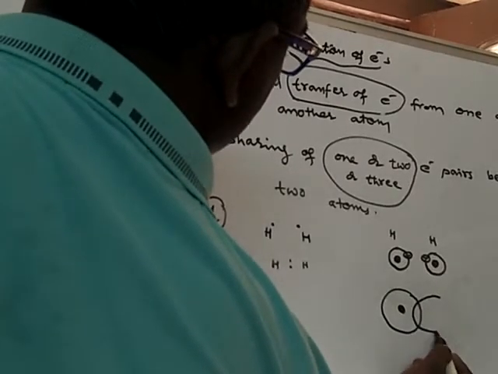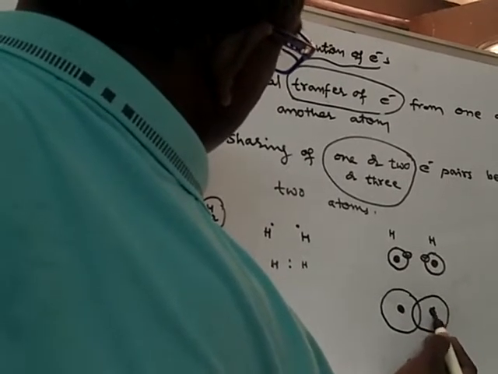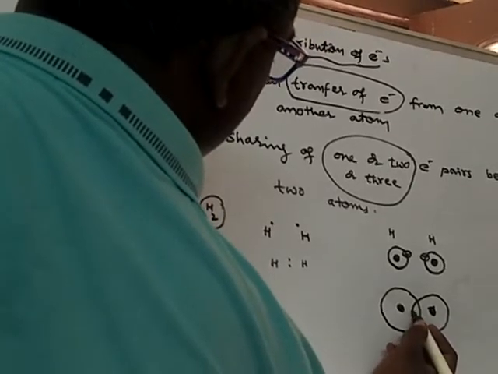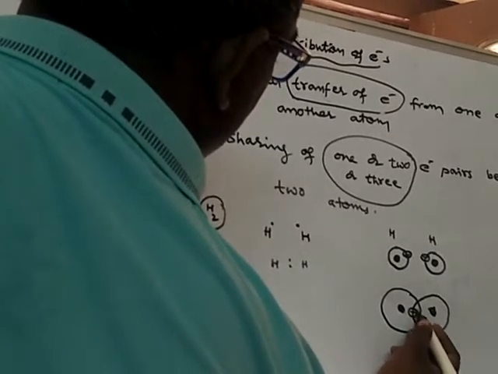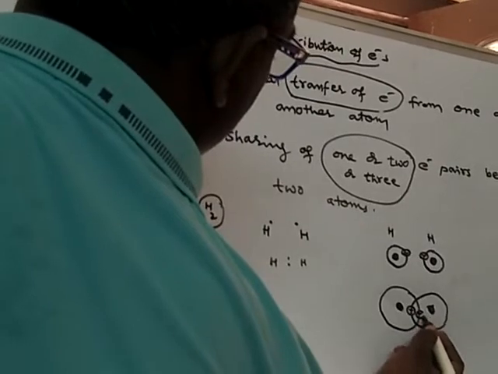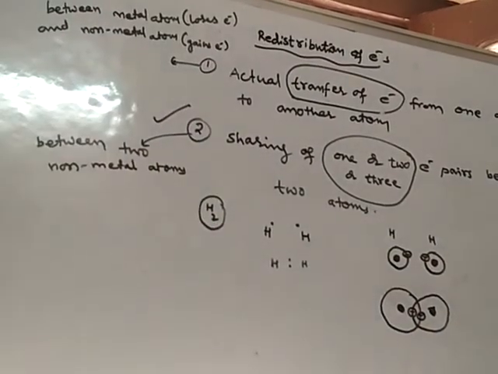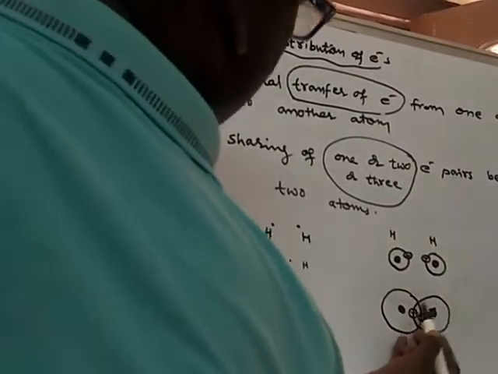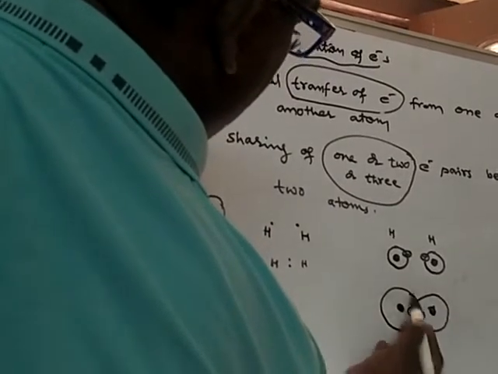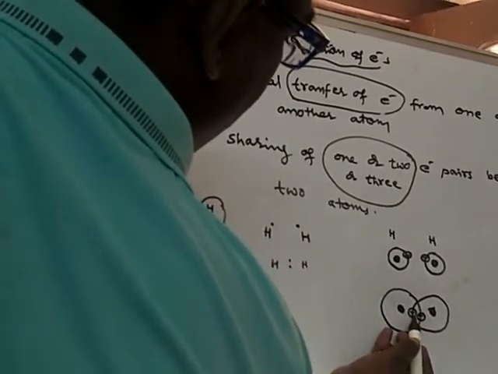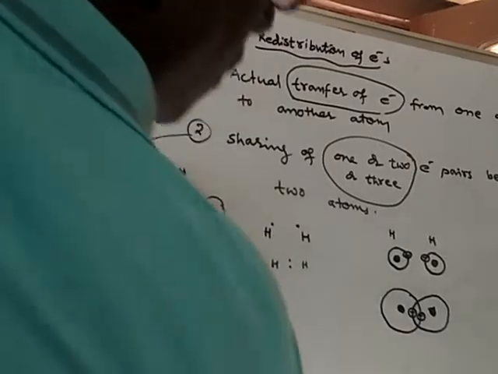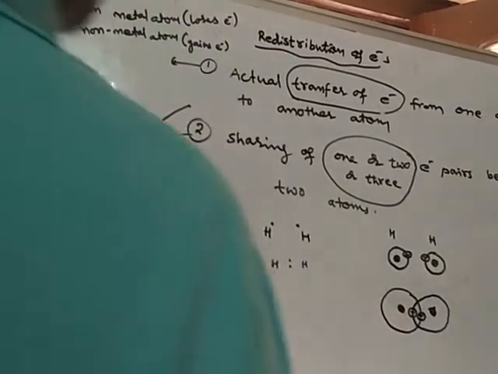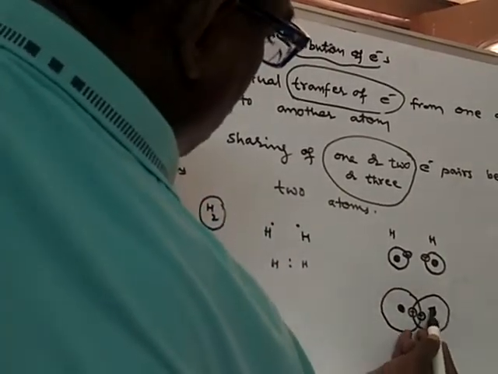Okay, and this is the nucleus of the other hydrogen atom. This is the electron of one hydrogen atom, and this is the electron of the other hydrogen. Now what is happening? The electron of this hydrogen atom will come closer to the nucleus of this atom, and this electron will come closer to the nucleus of this atom.